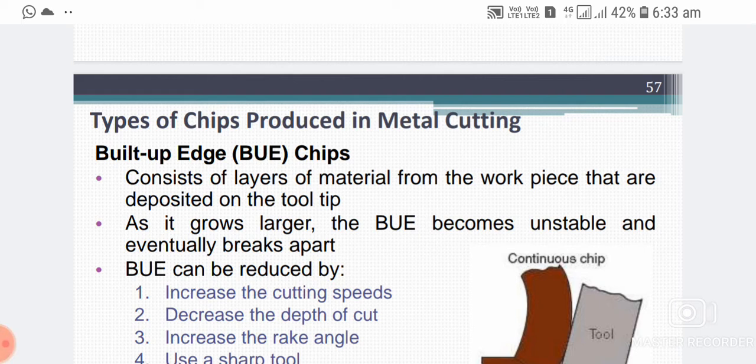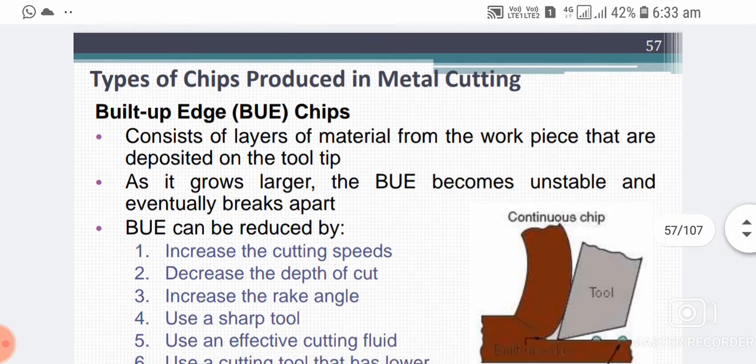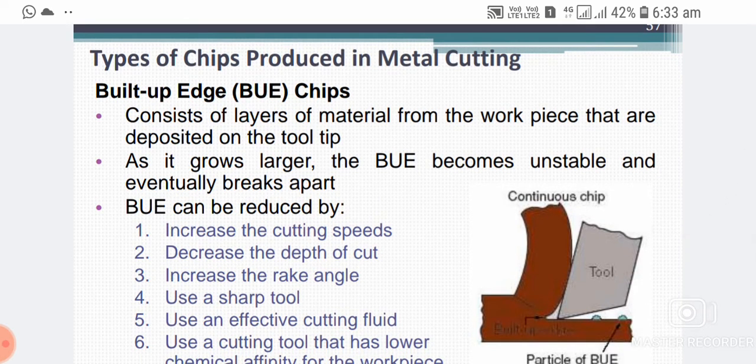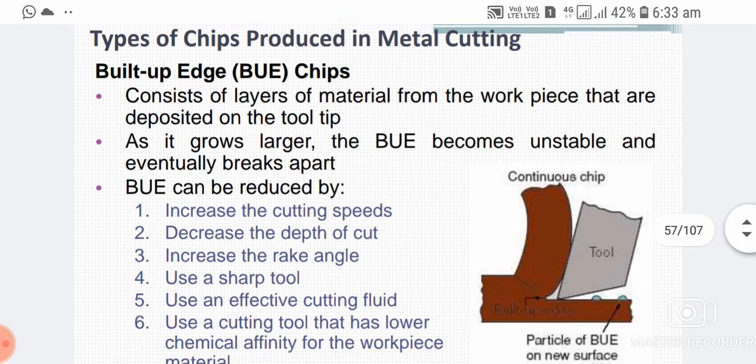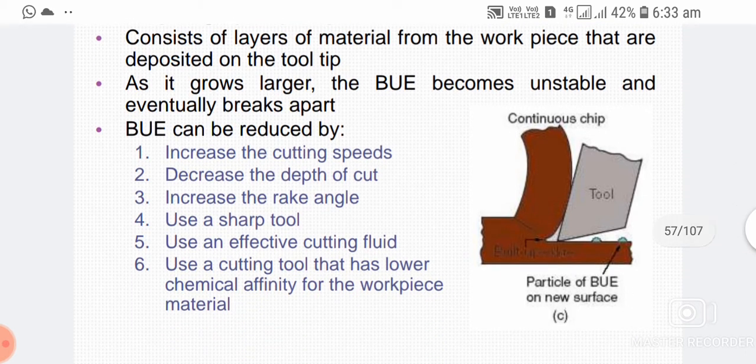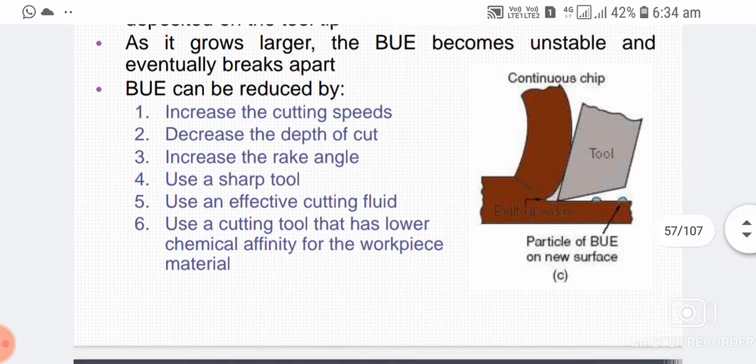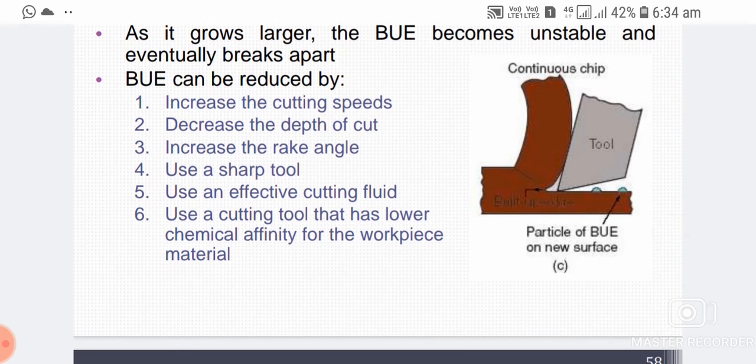Next, type of built-up edge chip consists of layer of material from the workpiece that is deposited on the tool tip. As it grows larger, the BUE, built-up edge, becomes unstable and eventually breaks apart. BUE can be reduced by increasing the cutting speed, decreasing the depth of cut, increasing the rake angle, using a sharp tool, using an effective cutting fluid, and using a cutting tool that has lower chemical affinity for the workpiece material.